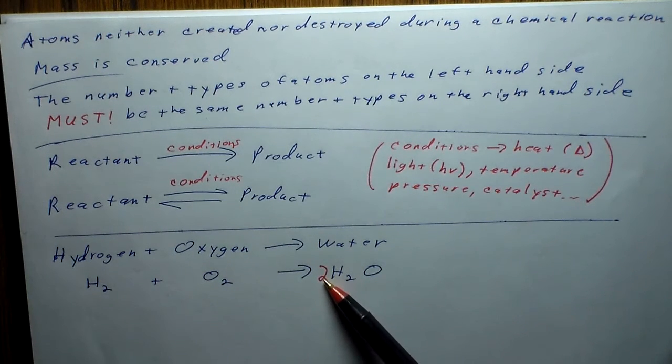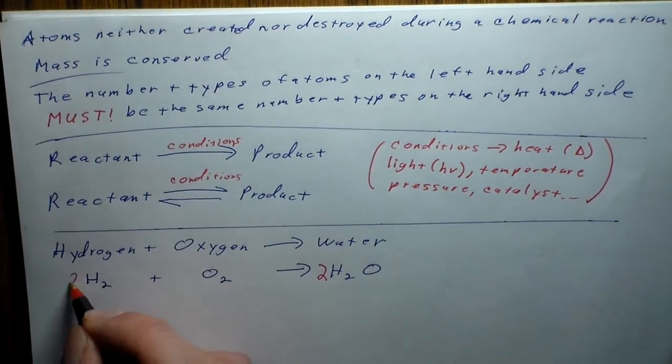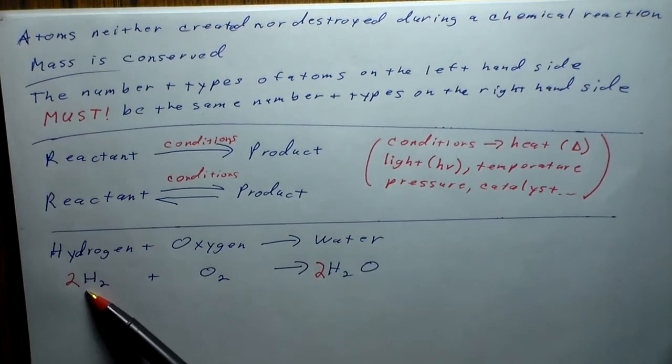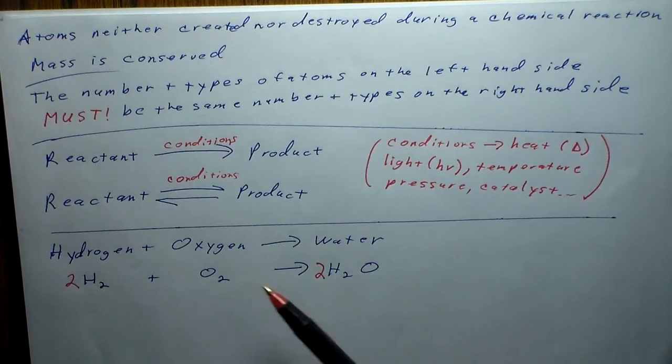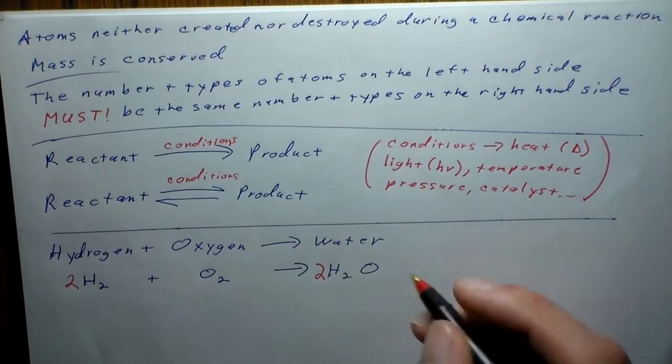But over here I'm going to have 4 hydrogens. Over here I only have 2 hydrogens, so I have to multiply this one by 2 to make that happy. And now everything's nice and happy, right? I have 4 hydrogens, 2 times 2, that's 4. 4 hydrogens here, 2 oxygens, and 2 oxygens. So that's a smiley face.